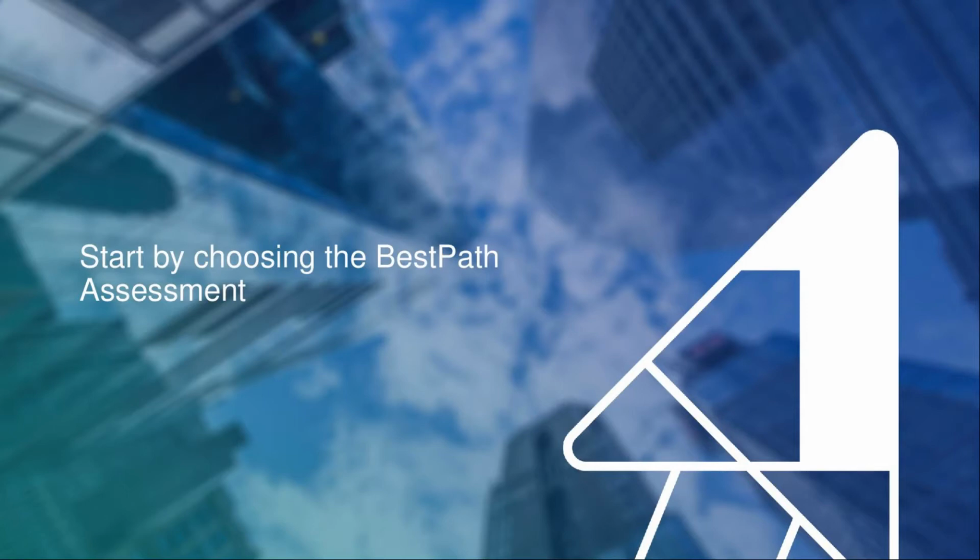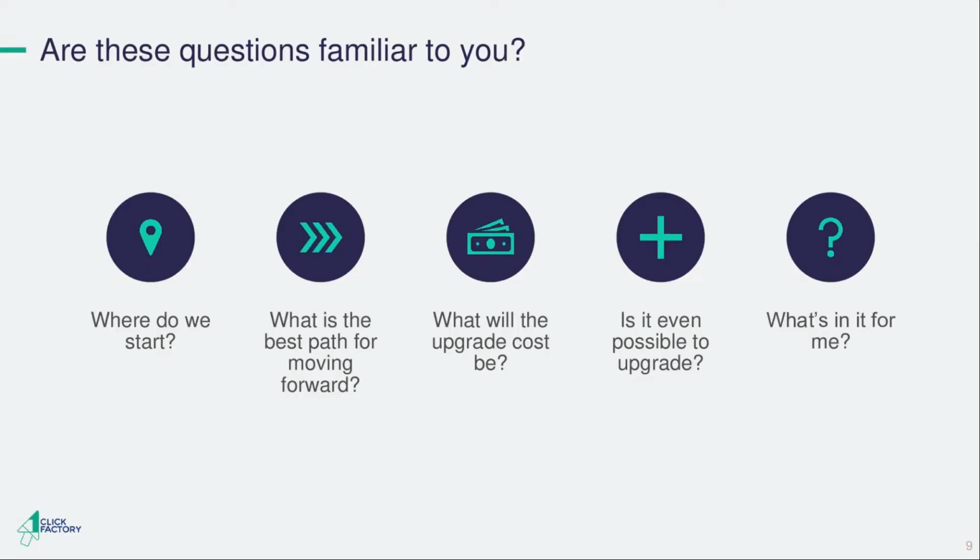The first topic is our best path assessment service and what it's all about. Are these questions really familiar to you? If you are an AX 12 or AX 2009 customer and you see that the end of support is coming up for these systems, and you are thinking about an upgrade, but you potentially have many questions circling around in your head. First of all, where do you start in the upgrade? What's the best strategy? What's the best path of moving forward in this upgrade?